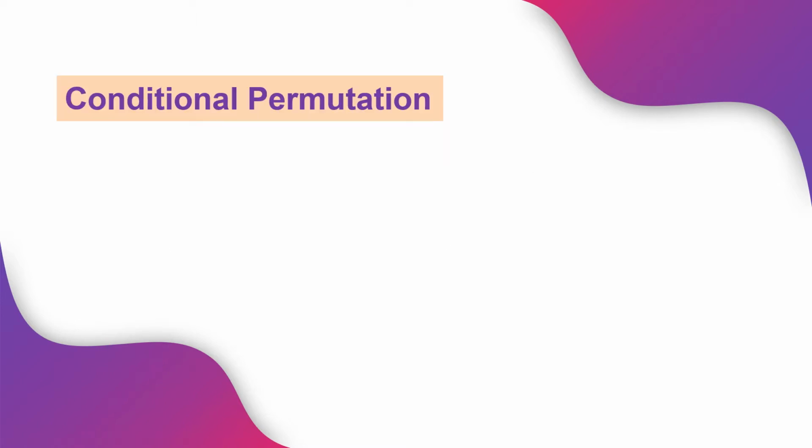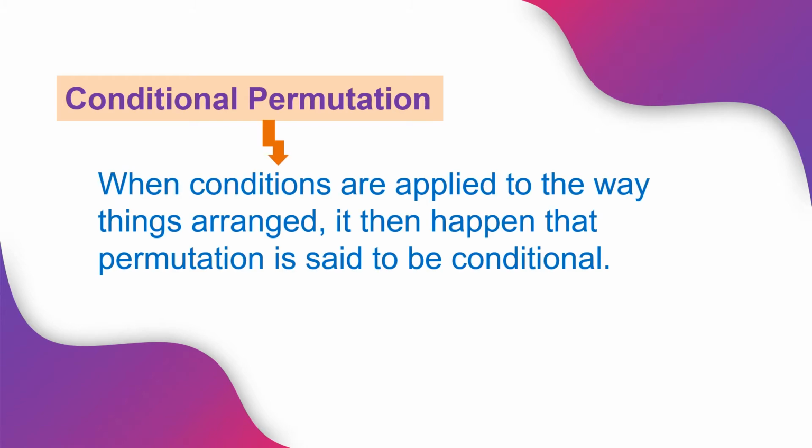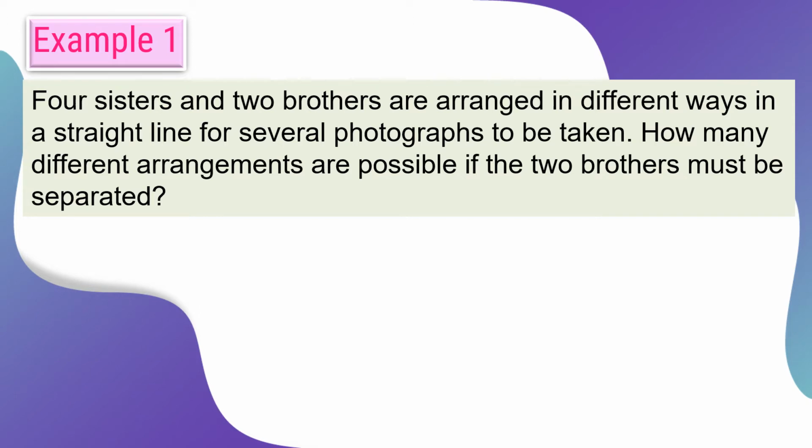Firstly, we try to understand the meaning of conditional permutation. When a condition is applied to the way things are arranged, the permutation is said to be conditional. To understand this, we try to solve some examples. Firstly, we start with example 1.